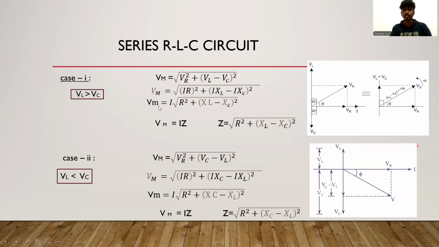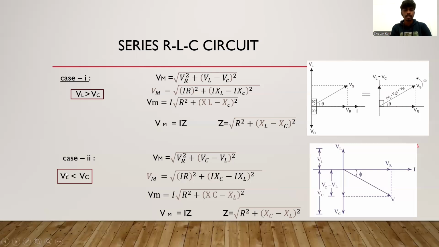For further calculation, we finally get Vm equals I into root of R square plus XL minus XC whole square, where XL and XC are the reactance of inductor and capacitor. Finally, Vm can be denoted as IZ, where Z is the impedance, which represents root of R square plus XL minus XC whole square.